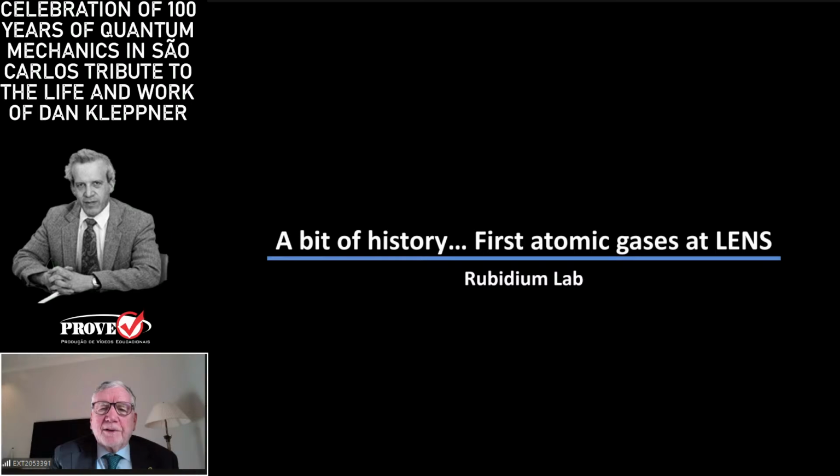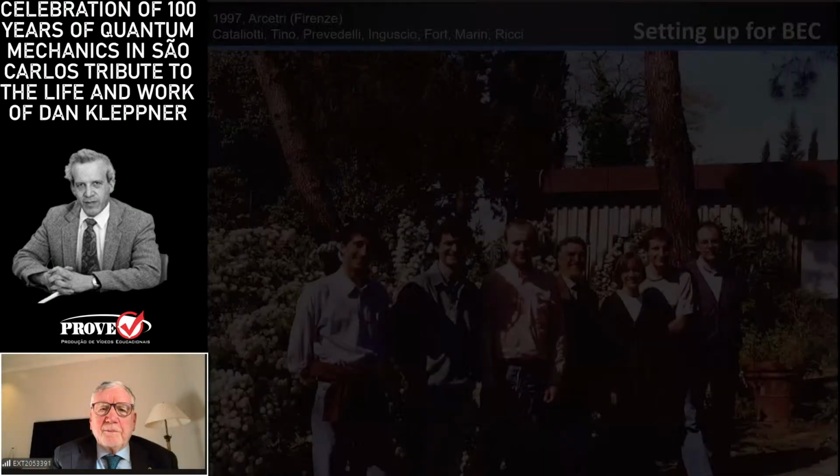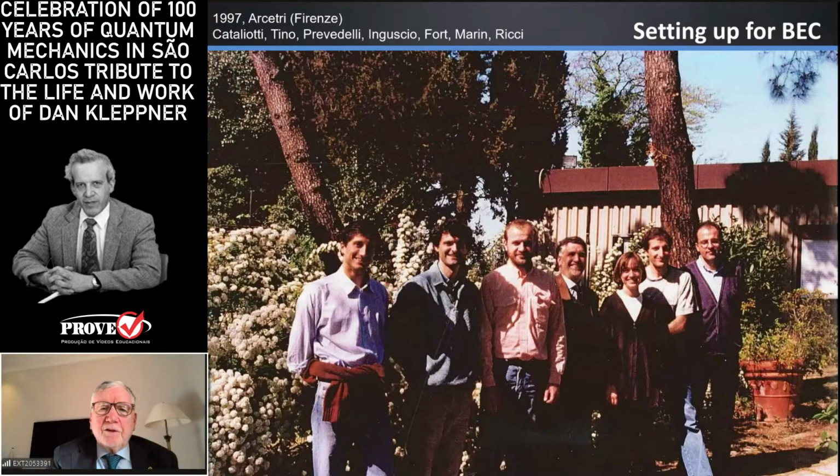So let's see what's happened at length. We started now with hydrogen, but then you have to think of easy atoms like rubidium, of course, which was the first Bose-Einstein condensate. This is a group of very, very young people with whom we put together the experiment to try to achieve the Bose-Einstein condensate. Cataliotti, Tino, Prevedelli, Fort, Marin.